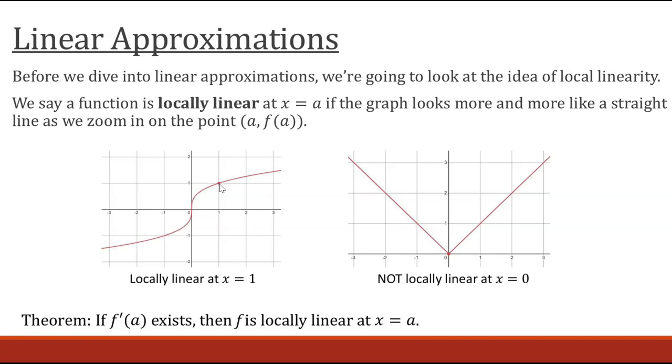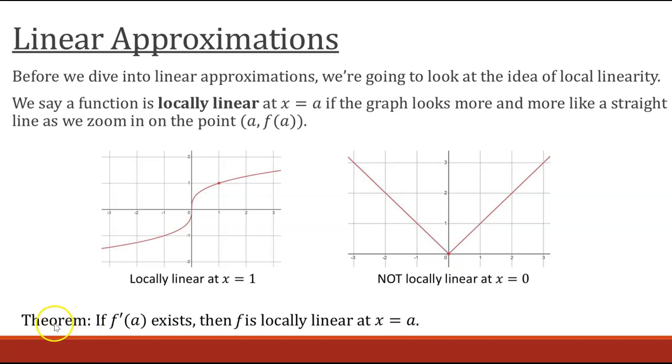If we were to continue to zoom in tighter and tighter around this value at x equals 1 on this curve, it would basically end up looking like a line. As opposed to this absolute value function, right at x equals 0 specifically, it doesn't matter how much I zoom in on this function, it's never going to look like a line. It's going to still look like this little v at the corner there.